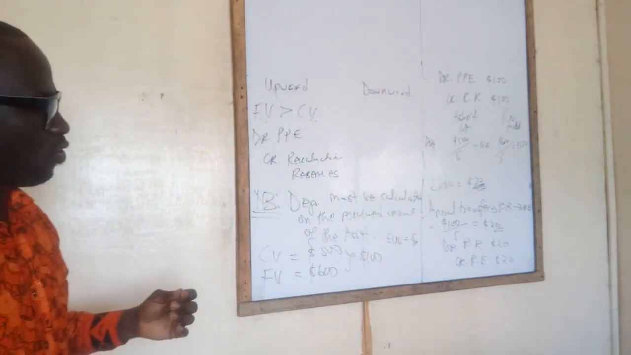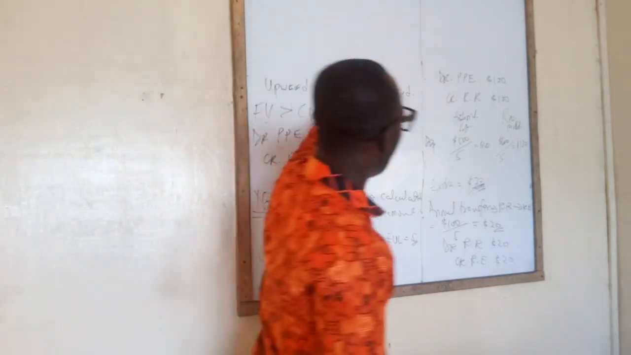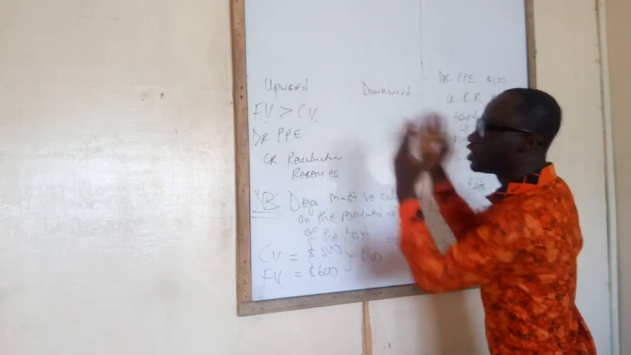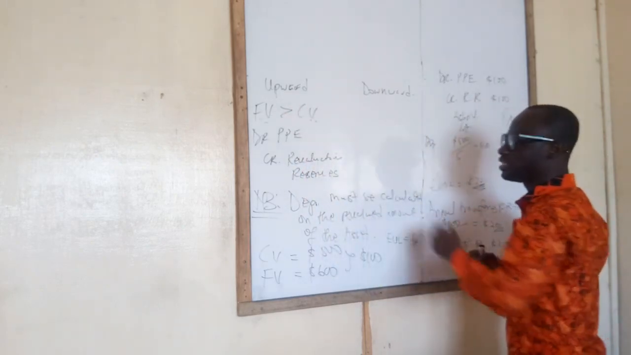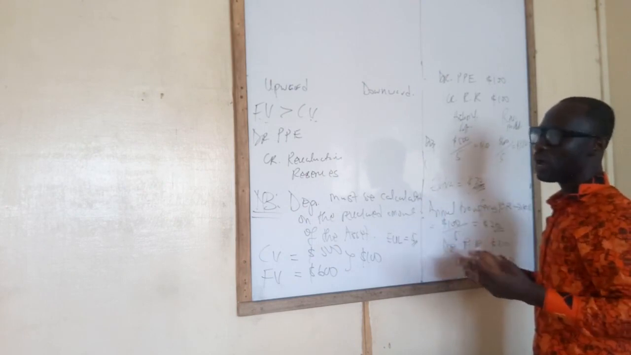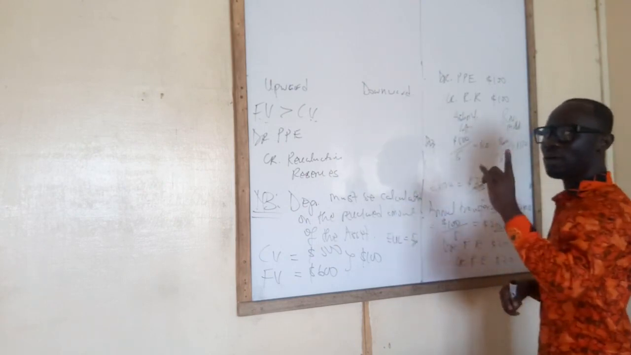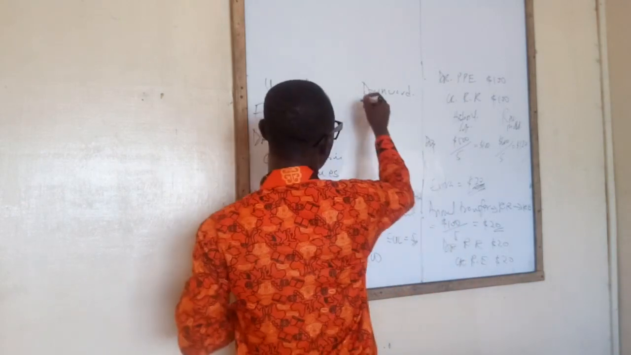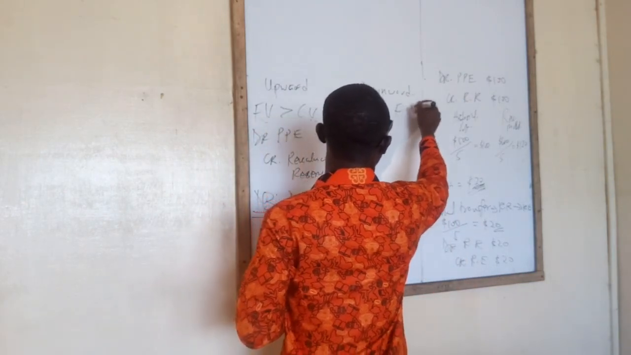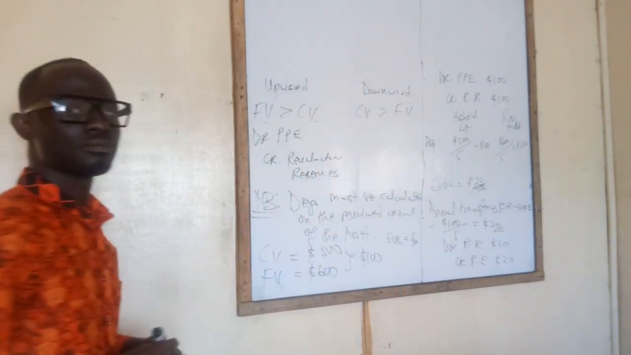Second, downward revaluation. When there is upward revaluation, it means the fair value of the asset is greater than the carrying value of the asset. It's good news for the company. But this one is bad news, because here it means the carrying value of the asset is greater than the fair value of the asset.